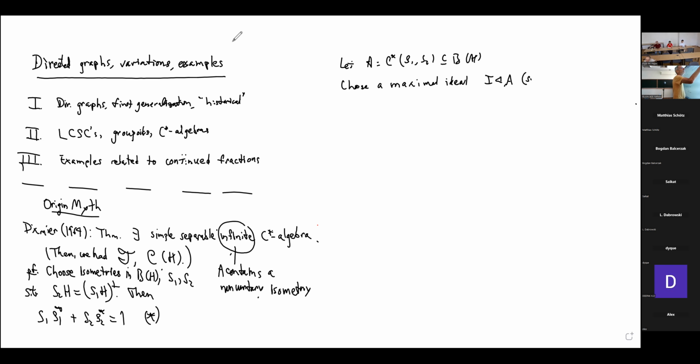That's since A contains an identity. And then this equation star holds in the quotient. Of course, you have to replace S1 and S2 by their images, S1 plus I, S2 plus I in the quotient, but the same equation holds, as well as the fact that they are isometries, S_i.